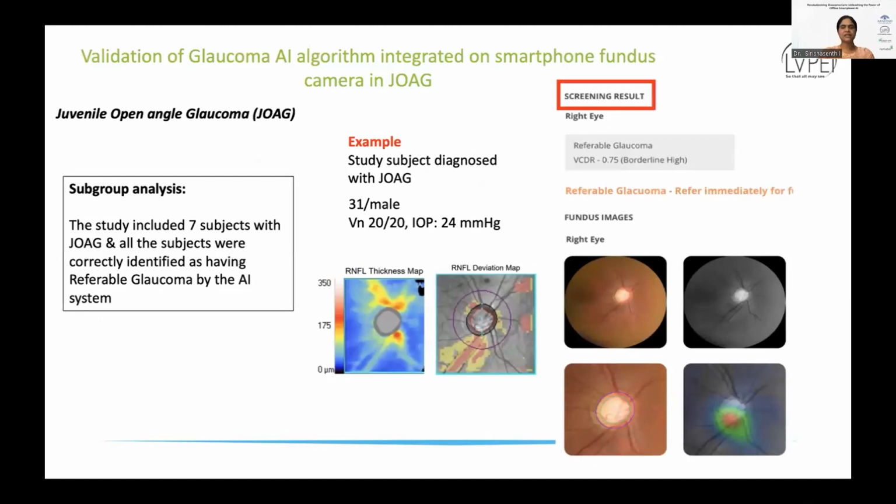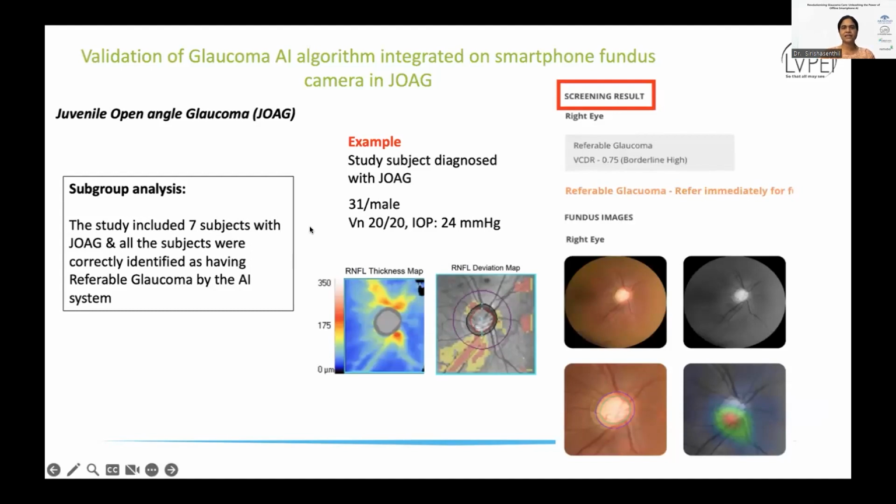So let's look at certain examples, especially coming to those with the younger age group. So in this cohort, we also had juvenile open angle glaucoma. When we did the subgroup analysis, there were 7 subjects with JOAG. All the 7 subjects were correctly picked up as referable glaucoma by the AI.